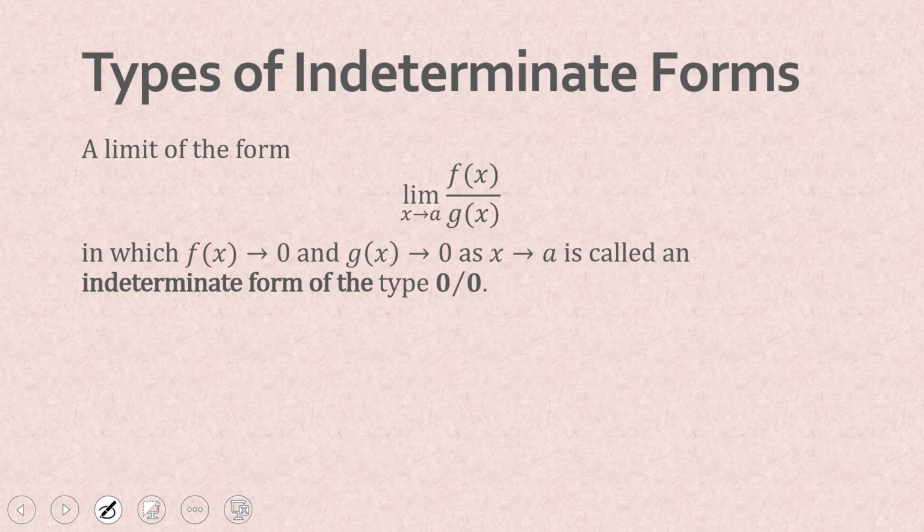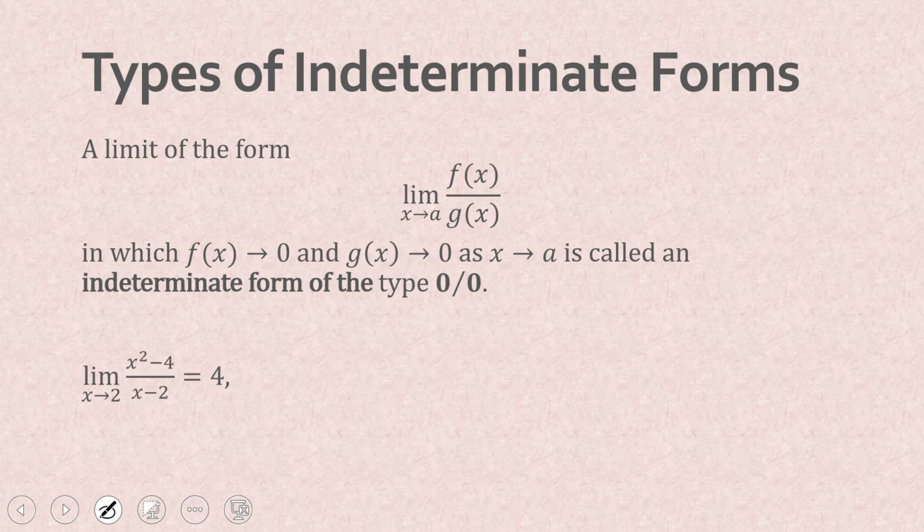So there are two main types of indeterminate forms. A limit of the form limit as x approaches a of f of x over g of x, in which f of x goes to 0 and g of x goes to 0 as x approaches a, is called an indeterminate form of the type 0 over 0.